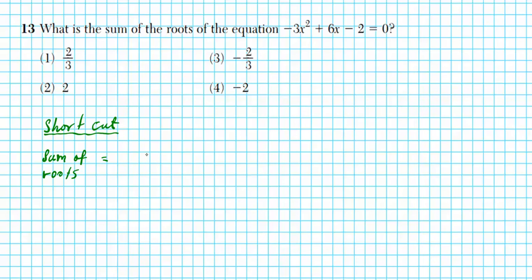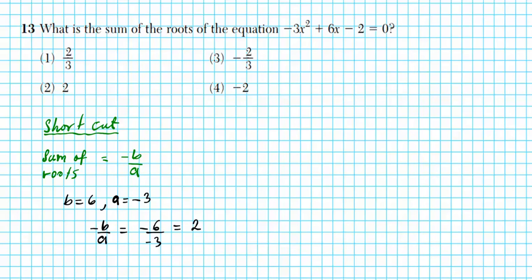The sum of the roots is always going to be negative b over a. This is because when you add the quadratic formula, the radical components cancel out, so you have double b over 2a, negative b over 2a, the 2's cancel out, and you have negative b over a. In this problem, b is 6 and a is negative 3. So when you compute negative b over a, you have negative 6 over negative 3, and the answer is 2. So our answer is option number 2.